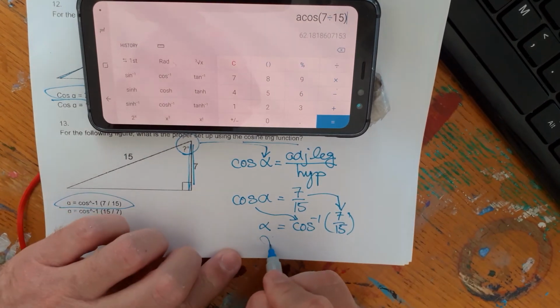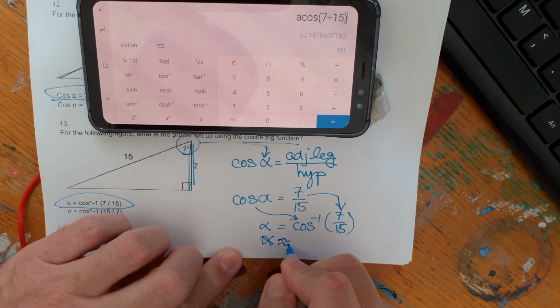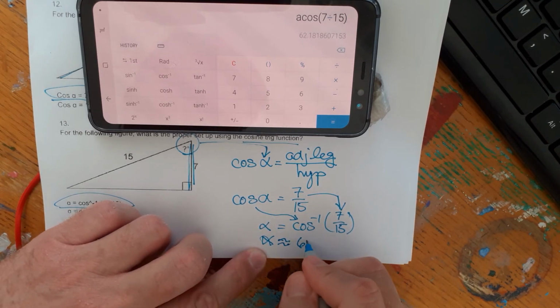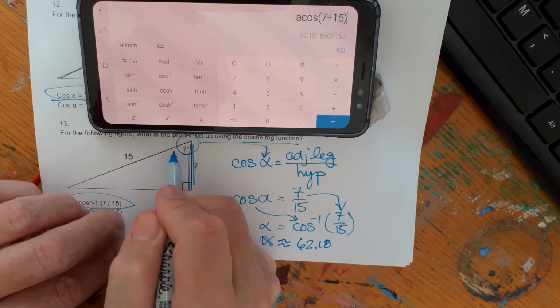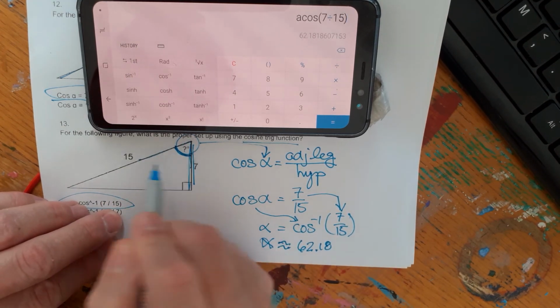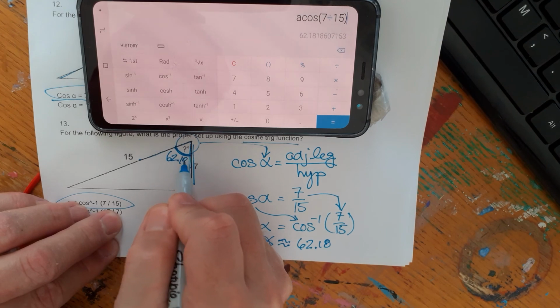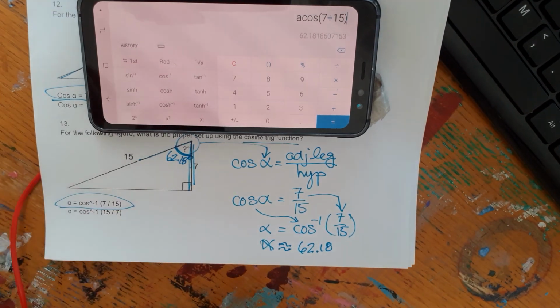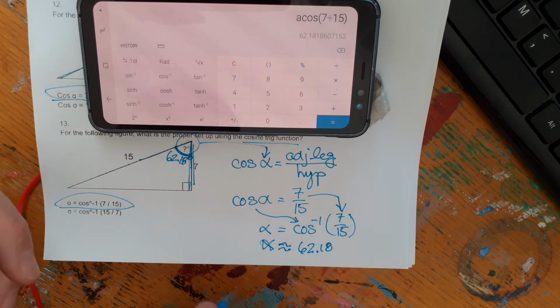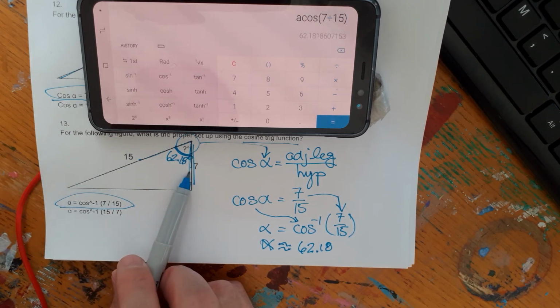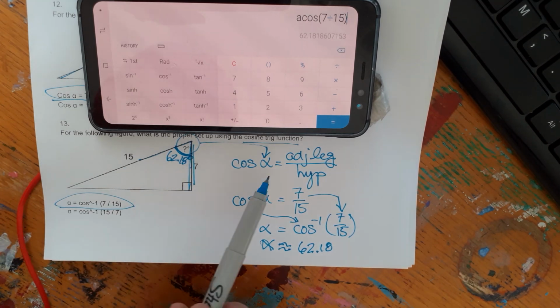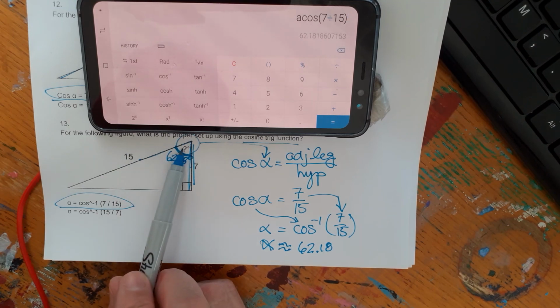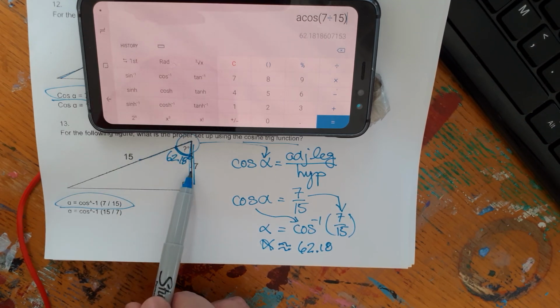62.18. So alpha, and alpha represents an angle, is approximately equal to 62.18. That's the measure of this angle right here. The angle measure is 62.18 degrees, right? So I don't know if you can see the big picture, but what's happening here is trig allows us to solve using these different trig functions and given sides, and now we have a sine and a cosine. We can use side lengths to solve for a missing angle. We can use an angle to solve for a missing side length.